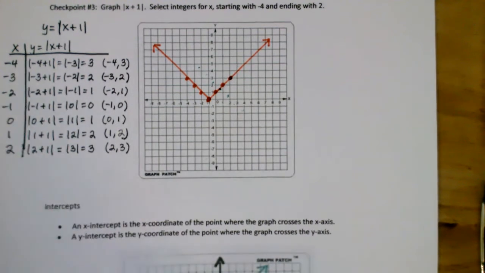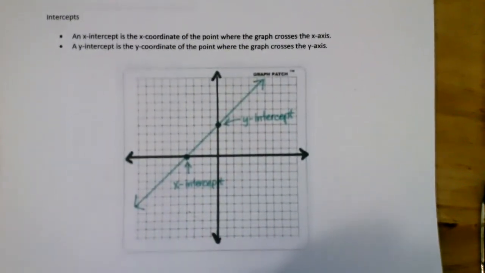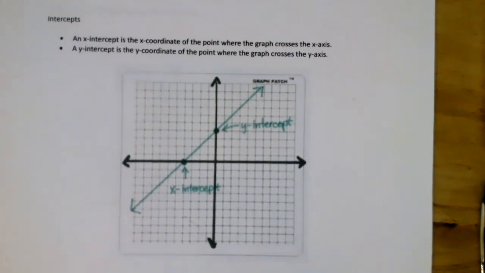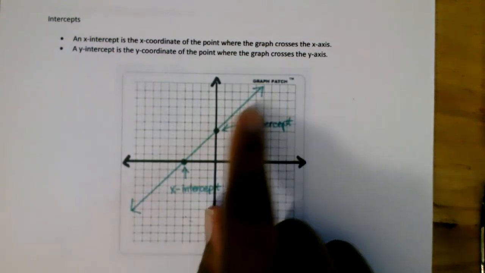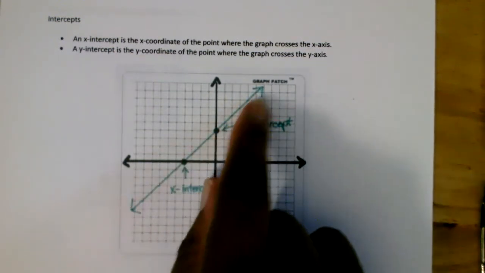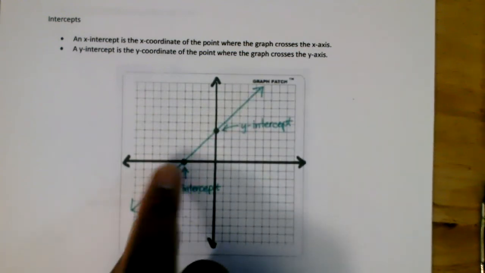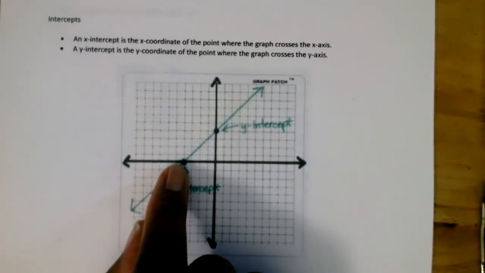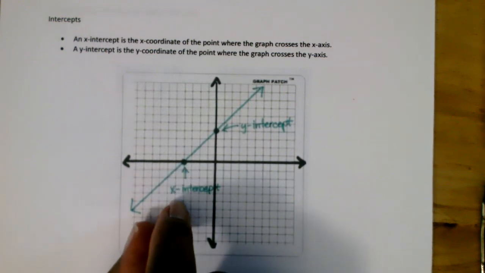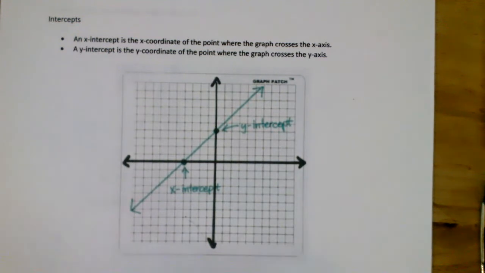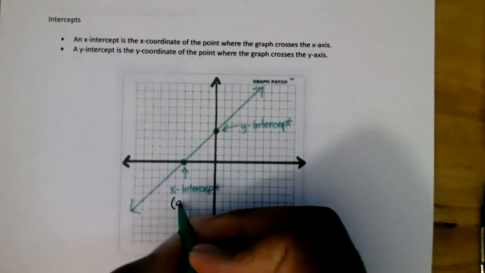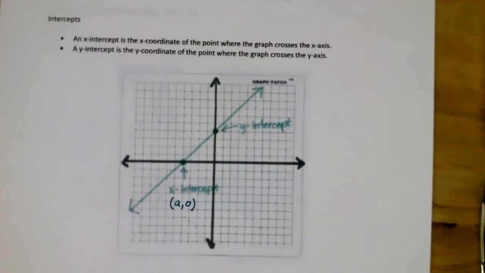All right, next we're going to talk about intercepts. There are two types of intercepts, x-intercept and y-intercept. An x-intercept is the x-coordinate of the point where the graph crosses the x-axis. So here's a graph of a line. Notice that this line crosses the x-axis at this point. We call that the x-intercept. And usually it's going to have the ordered pair a, 0.